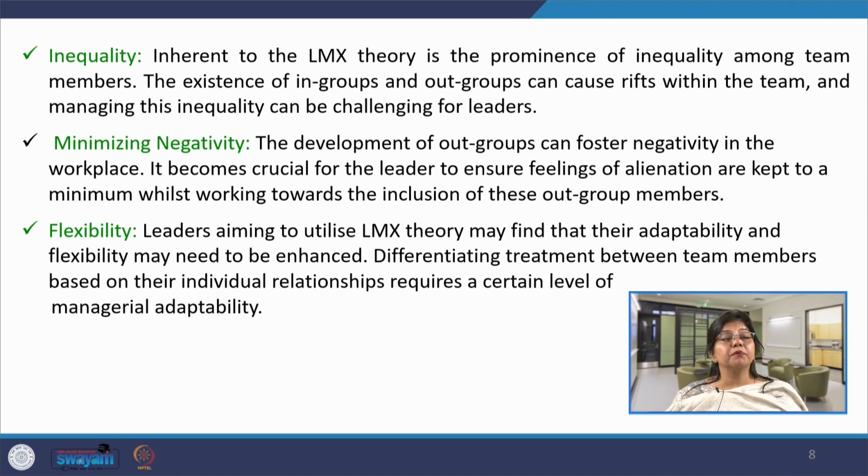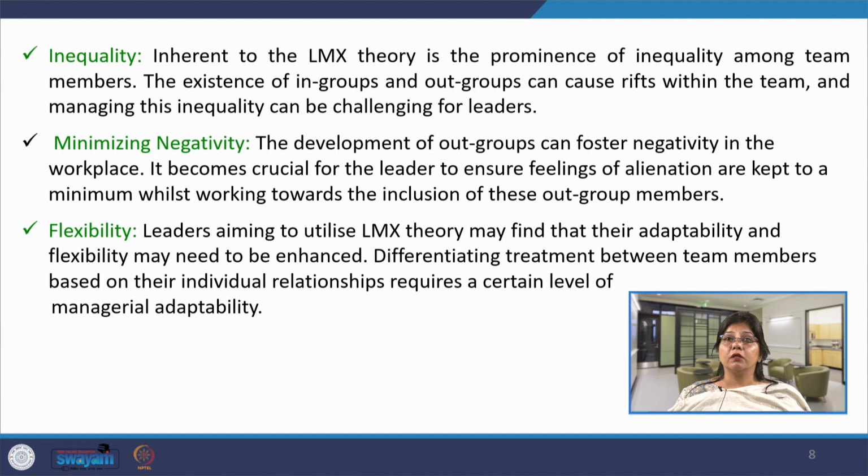There is more perception of inequality. Definitely in-group members perceive more freedom and more favoritism, access to resources in comparison to the out-group members. So, out-group members experience inequality at the workplaces, and this becomes a challenging task for any leader to maintain that balance. Minimizing negativity: the development of out-group can foster negativity in the workplace.